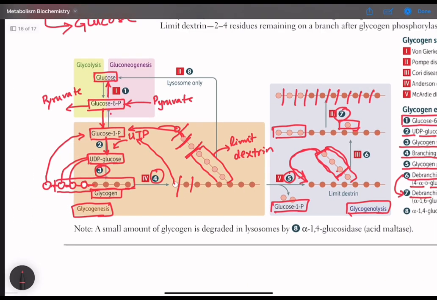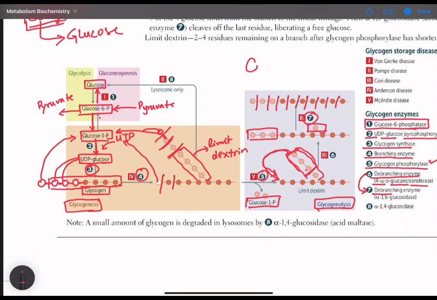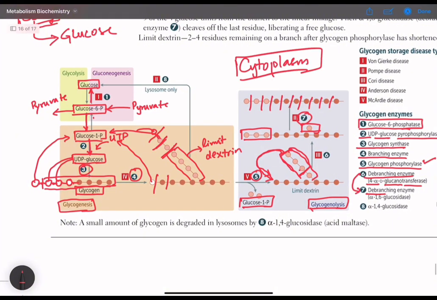But apart from this, all these happen in cytoplasm. We have another pathway for the breakdown or glycogenolysis: in lysosomes we have another enzyme known as alpha 1,4 glucosidase, which can directly chop off the glucose from the glycogen and form free glucose. Like it can chop this glucose and form glucose directly, and it is a minor pathway. Lysosomes can also break down glycogen.